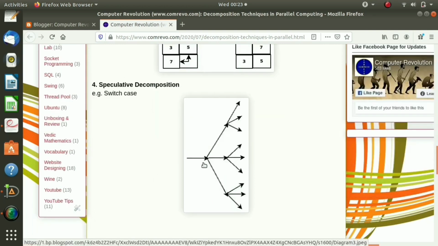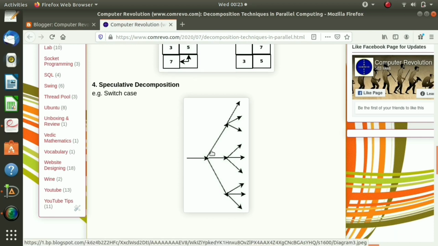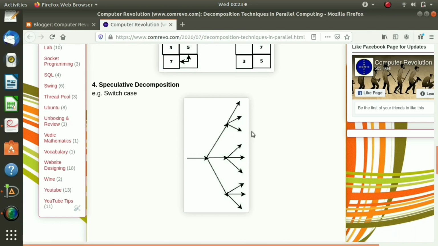The next decomposition technique is speculative decomposition. Here we choose the branch of computation based on the previous output, just like a switch case. In a switch case we have an expression and based on the output of that expression we choose a particular case. In the same way, we have the previous output and based on it we choose which computation should be done. Again, based on the previous output we choose which computation should be done. That is called speculative decomposition.